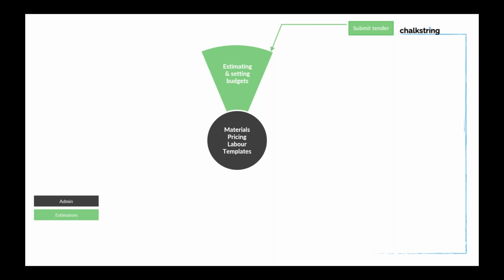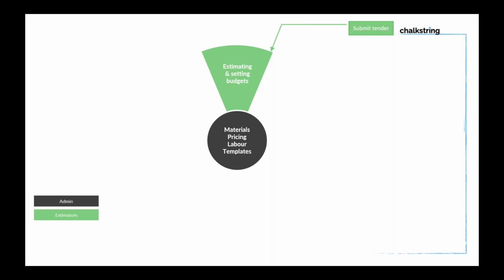So Chalkstring uses rate build-ups, bills of quantities, discounts, prelims, all the things you'd expect to see, all the things you use now when you're pricing projects. These are used within Chalkstring to build your tender and to enable you to submit that tender to your client, and also to set your budgets, produce material bills, labour bills, all those sorts of things pre-contract before you've even been awarded the project. And obviously that's a focus for today.